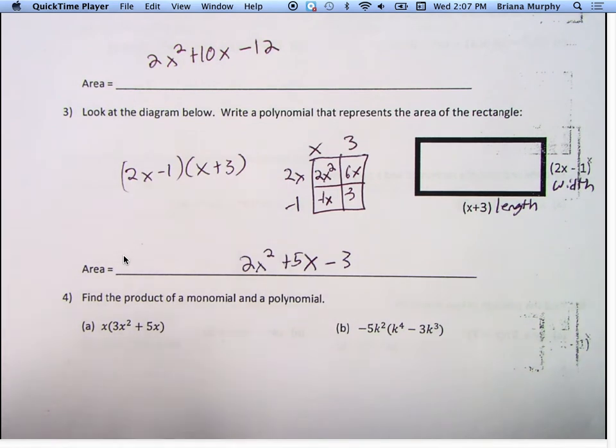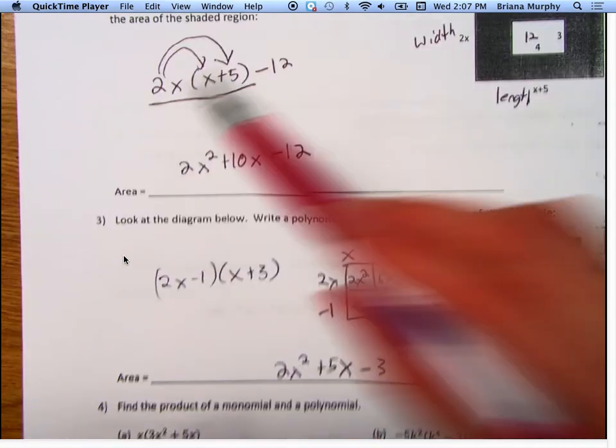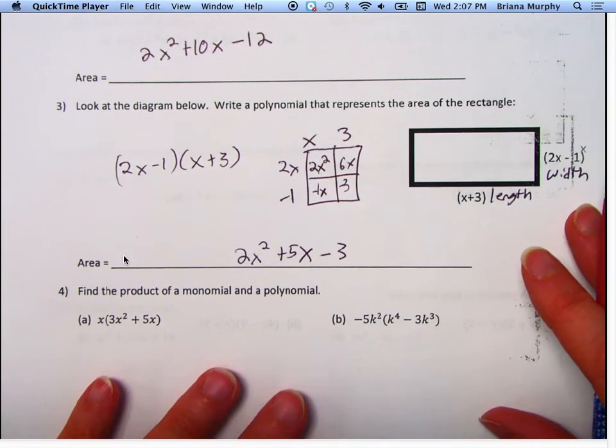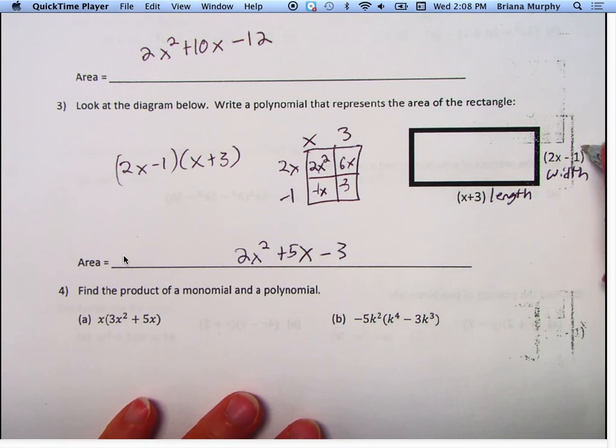Yes, Caitlin. Why is there an x outside the parentheses for 2x minus 1? There isn't an x on the other side. Over here, on the bottom. Right. The same problem we're doing. Yes, and 3 on the width. Is this parentheses 2x minus 1? No. Oh, this is a typo. Okay.